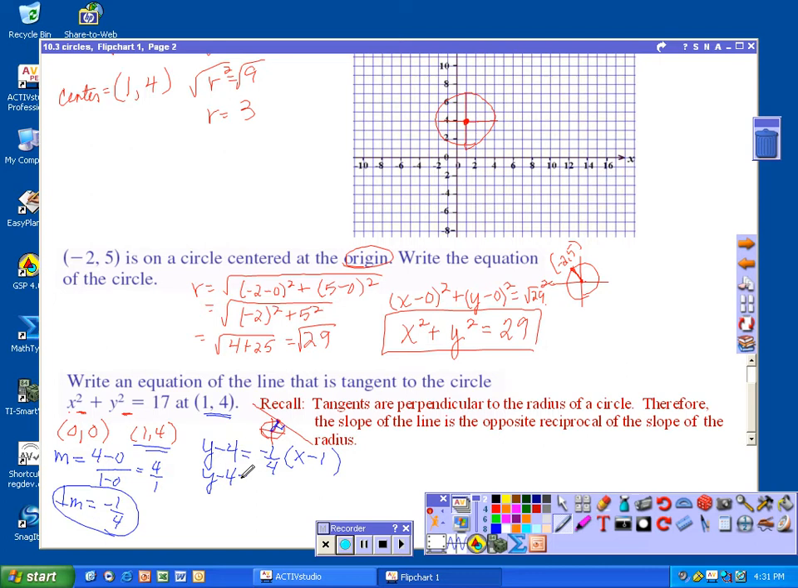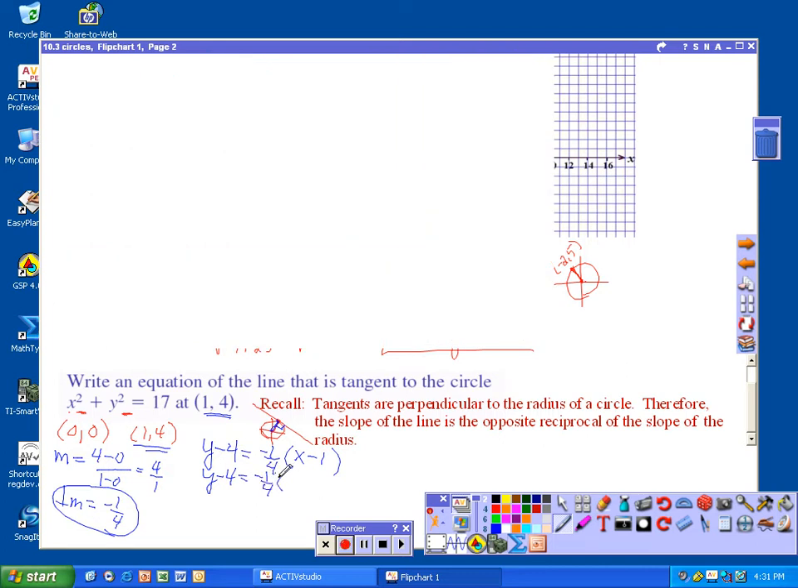y minus 4 equals negative 1/4 x. Negative, negative makes it positive, and 1/4 times 1 is 1/4. Add the 4, and we get y equals negative 1/4 x plus 4 1/4. Which, if we wanted to change that to improper, it would be y equals negative 1/4 x plus 17/4. And there's my equation.